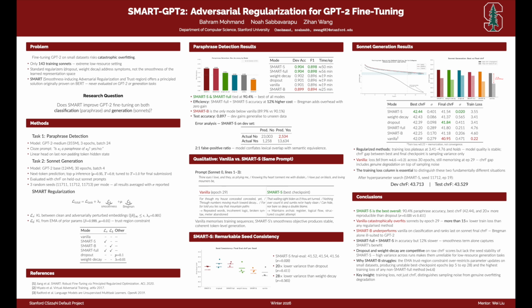And to rigorously evaluate SMART, we designed a 6-way ablation study applied to both tasks. Vanilla fine-tuning as our baseline, and then we had SMART S, which uses the smoothness term only, and SMART B, which uses the Bregman term only. SMART Full combines both. And then there's dropout and weight decay as standard regularization comparisons. Running all 6 models on both paraphrase detection and sonnet generation lets us isolate exactly which components of SMART are driving performance, if there's any performance gain.